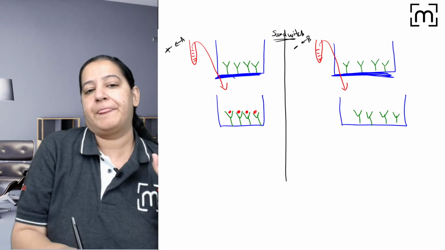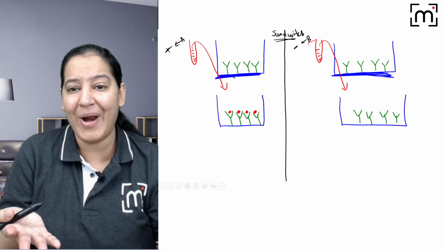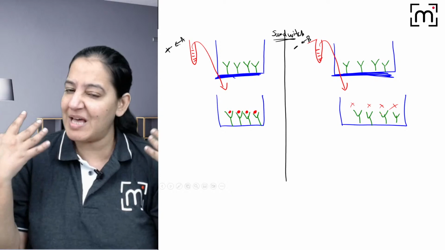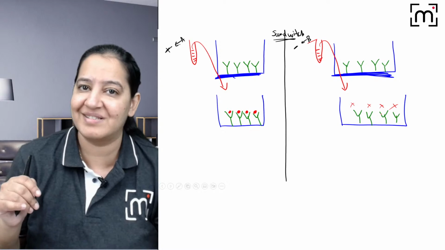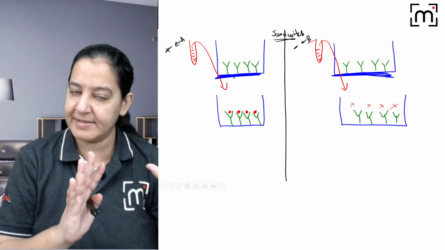But patient B, my suspicion is wrong, right? Patient B doesn't have the antigen, so there is nothing to bind with the antibody. The patient sample doesn't have the antigen for that antibody. Maybe the patient has some other antigen, some other disease, but I have applied the antibody for HIV. The patient doesn't have the HIV virus. So there is no antigen antibody reaction in patient B. You can understand in patient A, there is antigen antibody reaction. That is step number two.